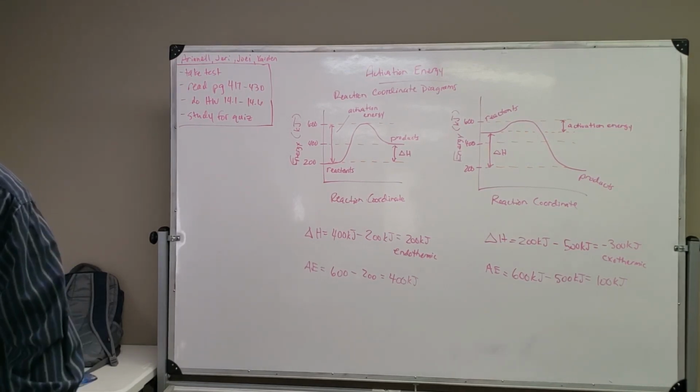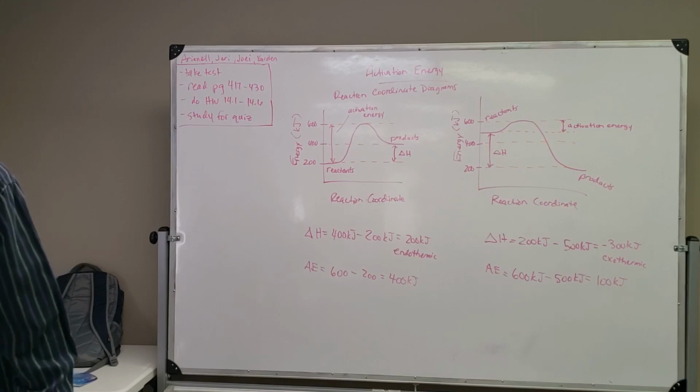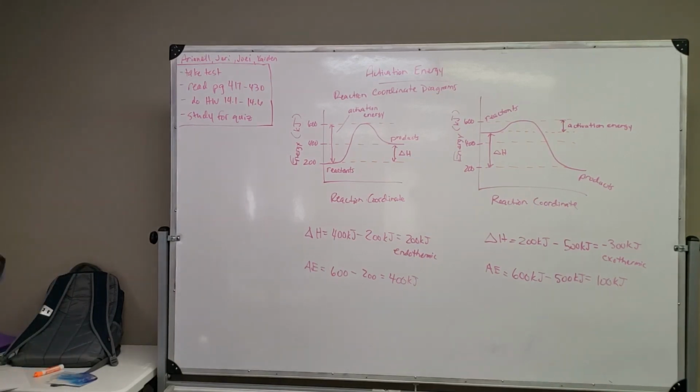Oh, 429, I'm sorry. Page 429. And it says, in a chemical reaction, the reactants start with an energy of 100 kilojoules. The activation energy is 500 kilojoules, and the change in H is 200 kilojoules. What is the reaction coordinate diagram for this reaction?